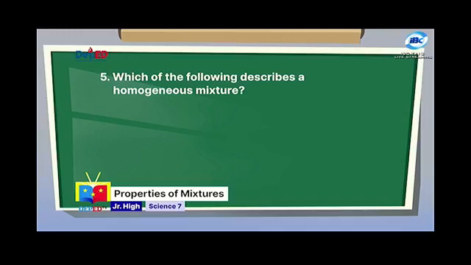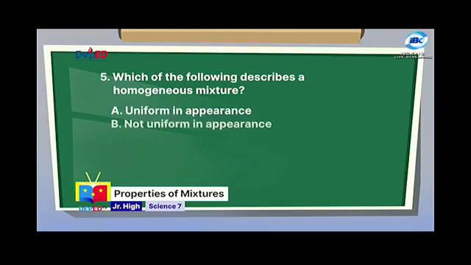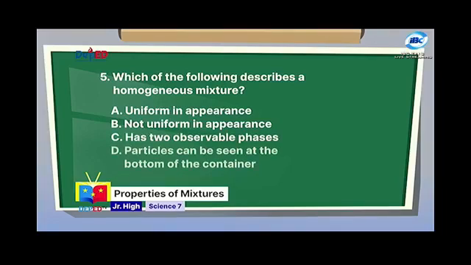Number 5. Which of the following describes a homogeneous mixture? A, uniform in appearance. B, not uniform in appearance. C, has two observable phases. D, particles can be seen at the bottom of the container. A homogeneous mixture has a uniform composition and only one observable phase. The correct answer is letter A.